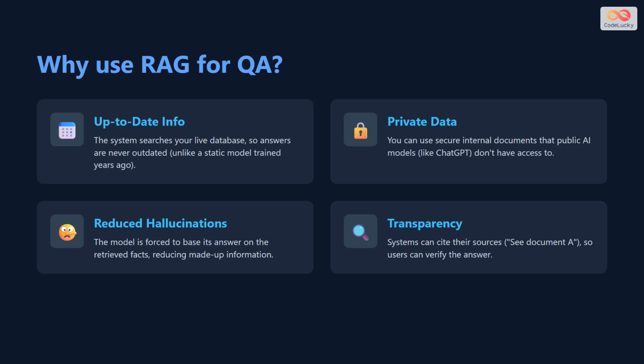Why do we go through all this trouble? Several reasons. First, it allows the AI to access up-to-date information that it wasn't trained on. Second, it lets you use private data securely. And third, it reduces hallucinations because the model is grounded in facts you provide rather than just guessing.